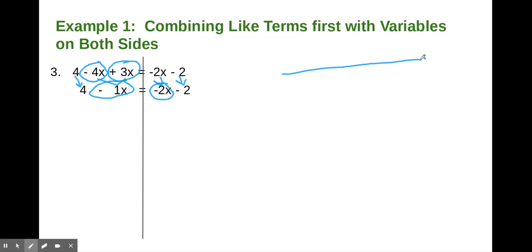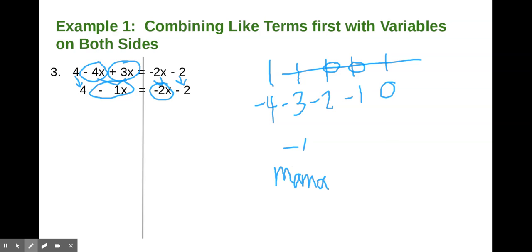Well, if you look at your number line, we have 0 here, and I'm going to go backwards because we're looking at negative numbers. I have -1, -2, -3, -4. -1 is bigger than -2, okay? Because the further away you are from 0, the smaller you are. The closer you are to 0, the bigger you are. So -1 here is your mama bear, and -2 is your baby bear. So I want to take this -2 over to the left side to the -1x.